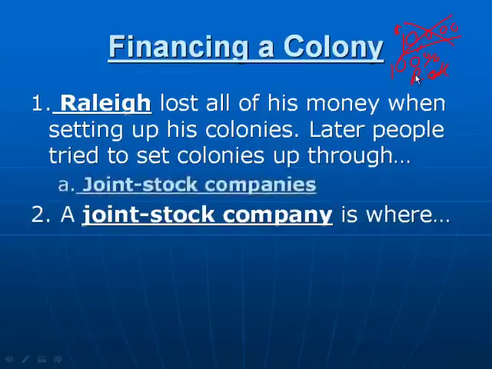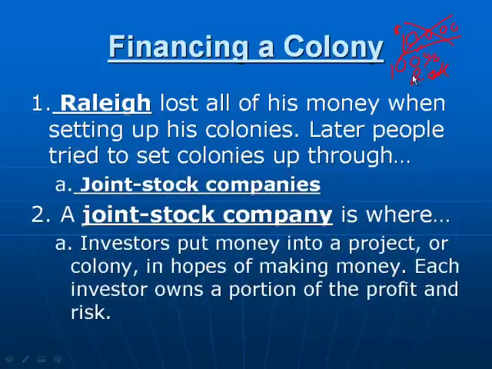They want to set up colonies through joint stock companies. And this is the definition for a joint stock company. It's where investors, or people that give money to support a project, and in this case it's a colony, give money to support a colony in hopes of making money off of that colony. Each investor owns a portion of the profit, and each investor owns a portion of the risk.